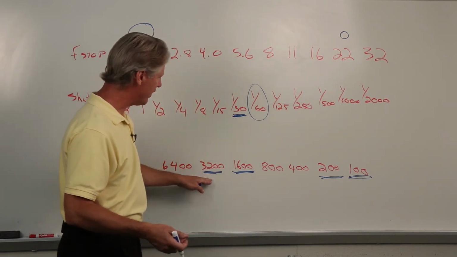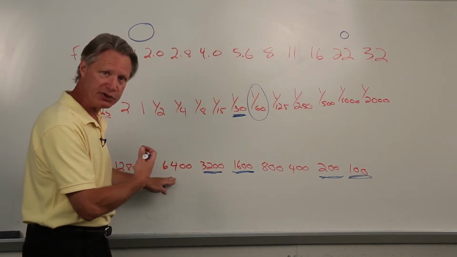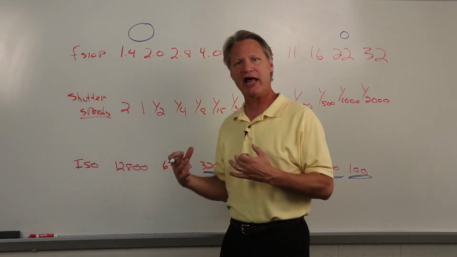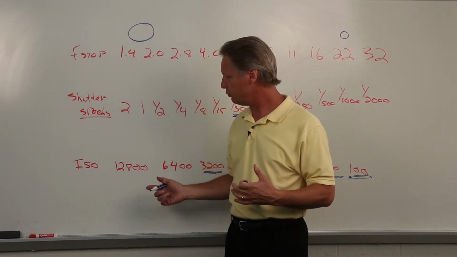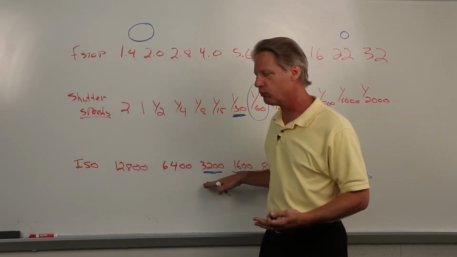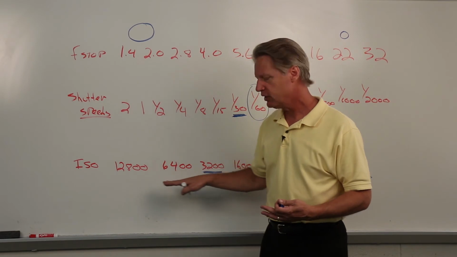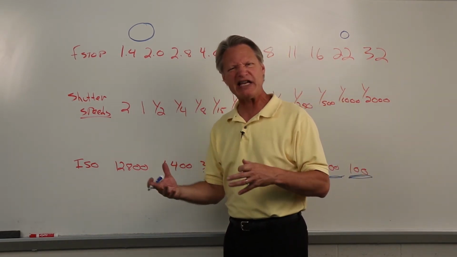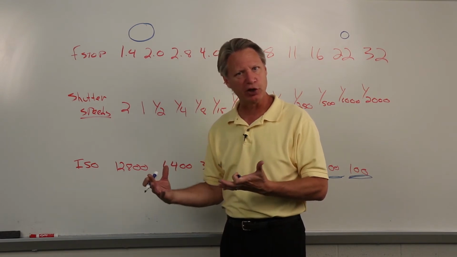Now, the consequence of bringing these numbers up on your ISO is that your picture will become a little less clear because you will have been introducing what's called digital noise. So the higher you go up on these numbers, the grainier or the fuzzier the picture will look.